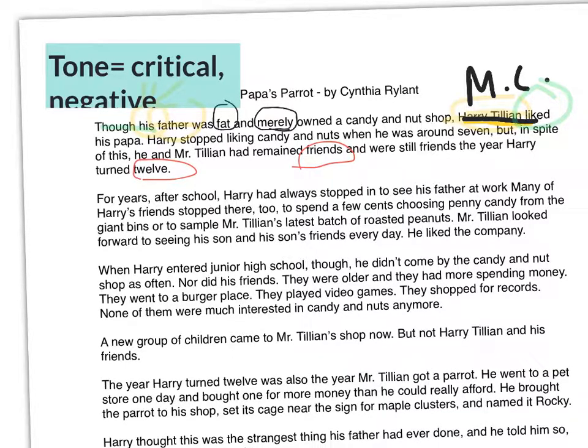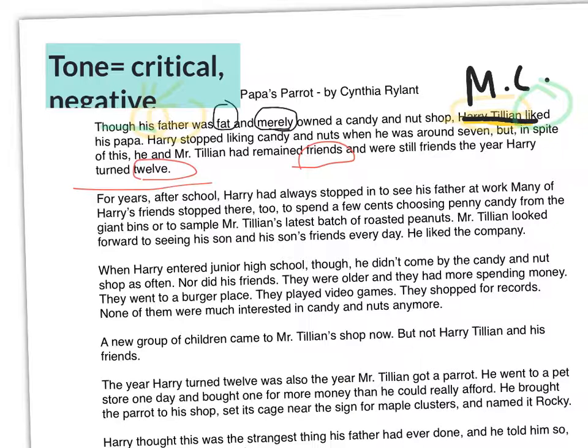So if I stopped right there and I took some notes about the exposition, what I would say is I know that the main character is Harry. He's 12 years old. And he doesn't necessarily like what his dad does for a job, but he pretty much likes his dad.